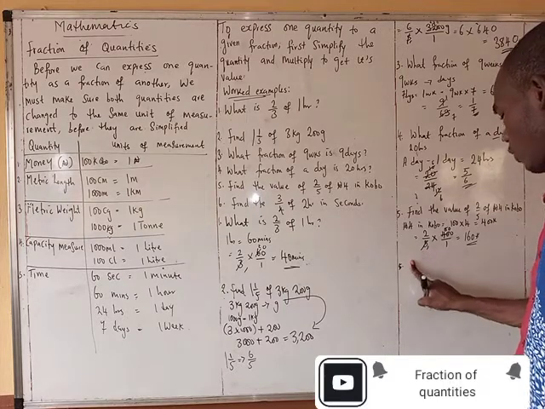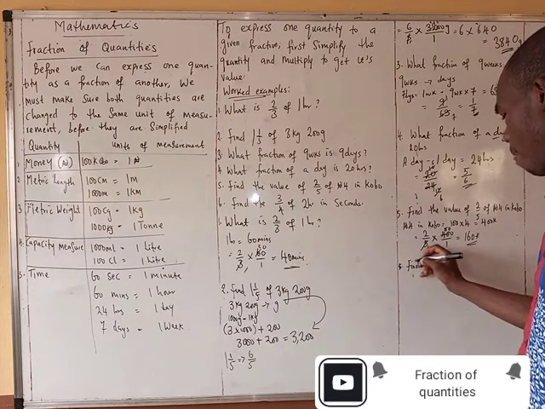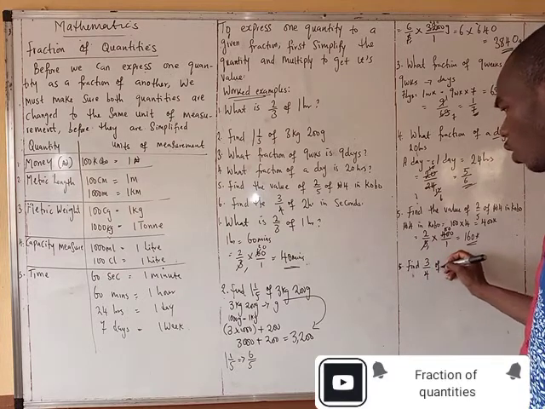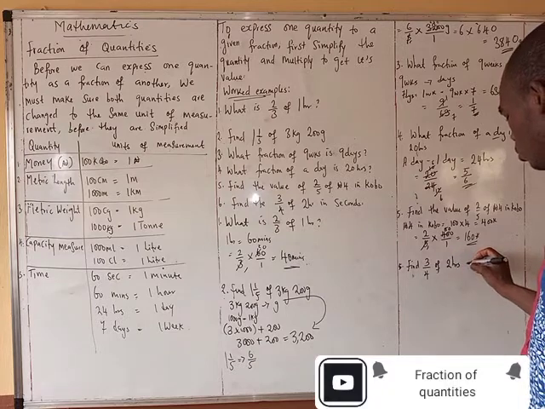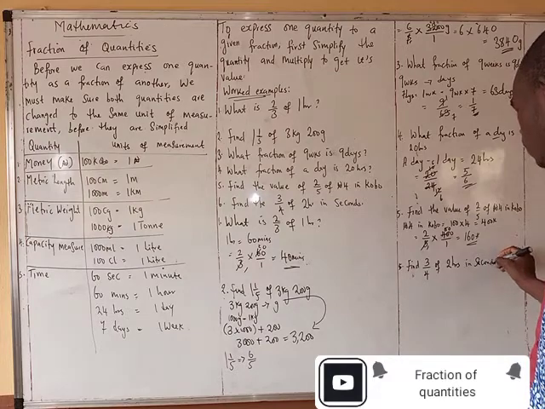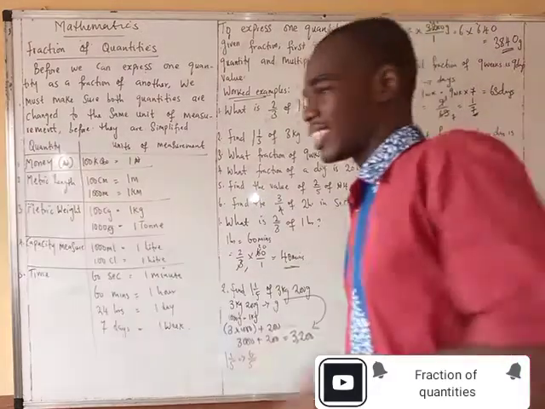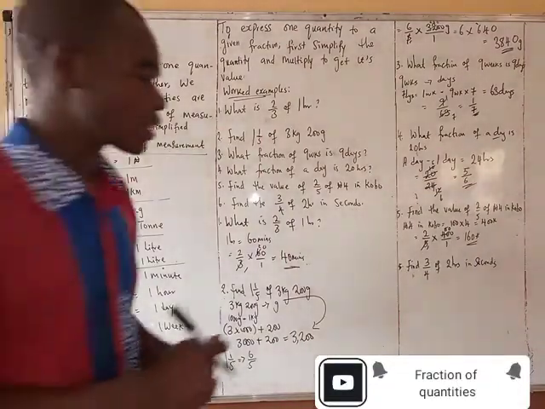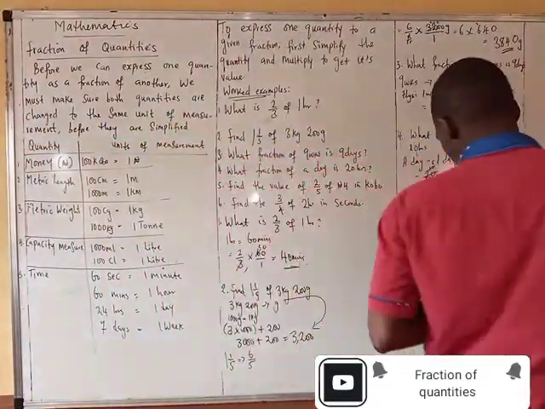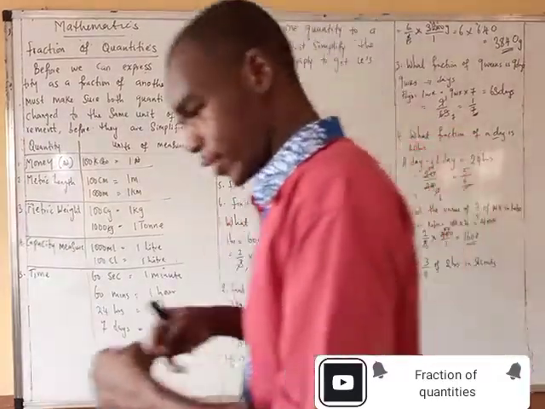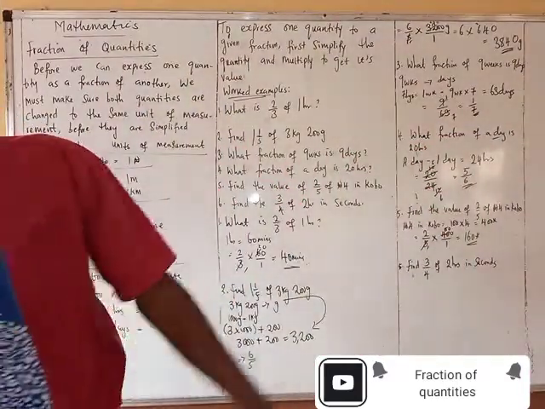Find, okay, let me write it down. Find 3 over 4 of 2 hours in seconds. Now they didn't say minutes, so it says seconds. For you to be able to find 3 over 4 of 2 hours in seconds, you have to first of all change these 2 hours to minutes. When you have changed these 2 hours to minutes, that answer that you got in minutes, you also change it to what? Seconds.